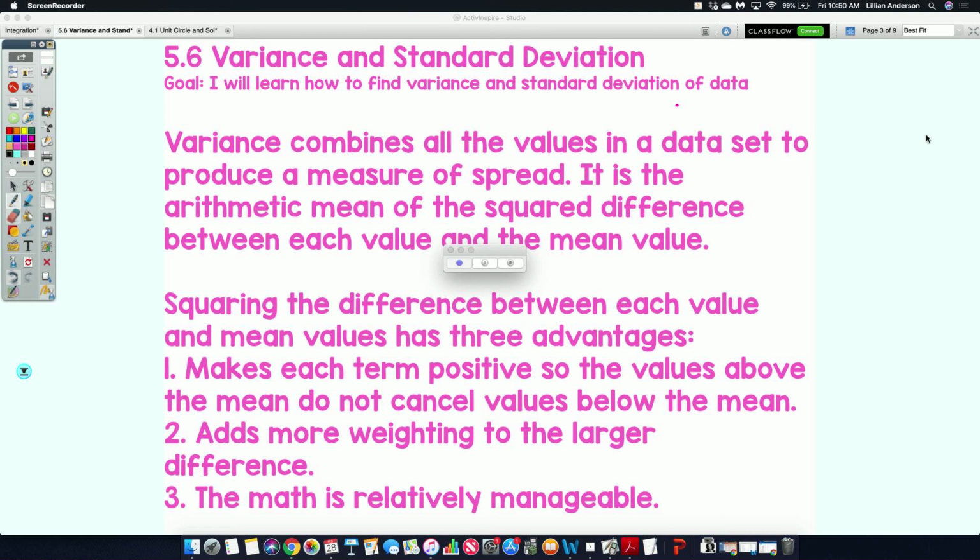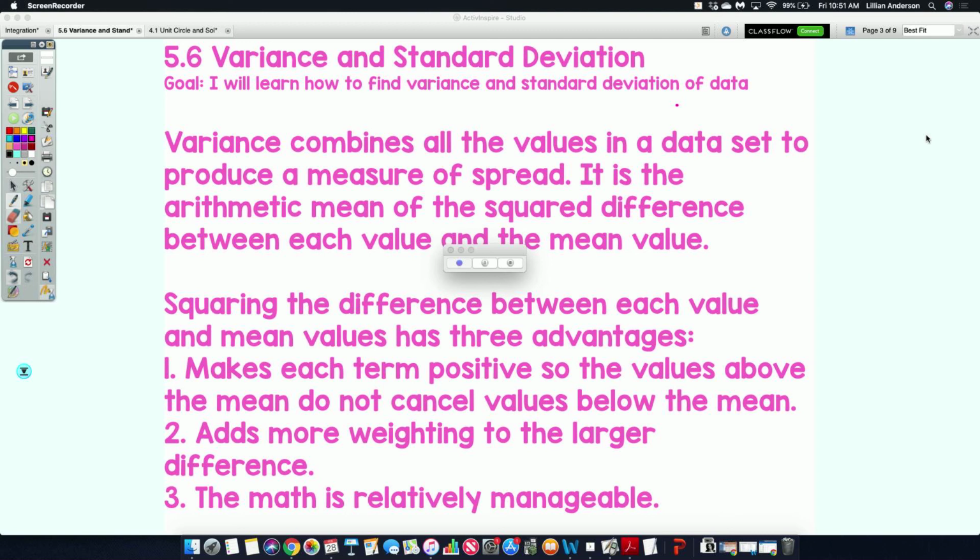And standard deviation. So you guys are going to learn how to find variance and standard deviation of data. Okay, so let's talk about the two and what they mean. Variance combines all of the values of your data set to produce a measure of spread. In other words, how spread out your data is. It is the arithmetic mean of the squared difference between each value and the mean value.